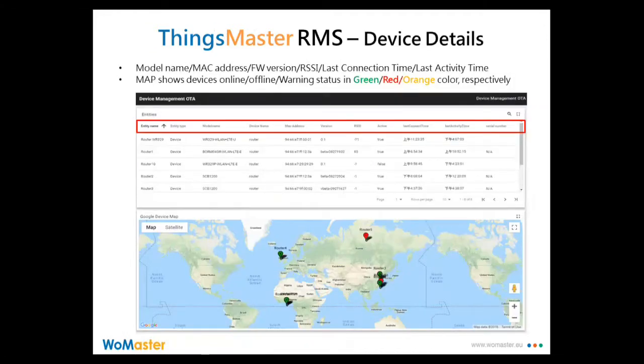For the device details, you can find the device model name, MAC address, firmware version, RSSI, and so on info. Also, you can find the device status on the map. As you can see here, there is the green color, red color, and the other one is the orange color. The green means the device is active, red is offline, and the orange is in the warning state. So you can very easily and clearly find out the device's status just via the web through the color.